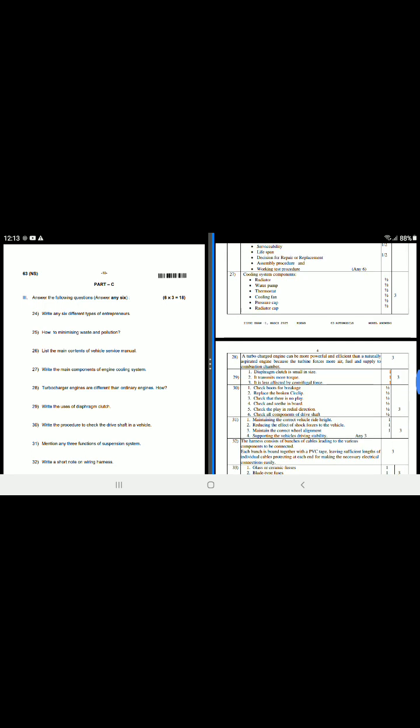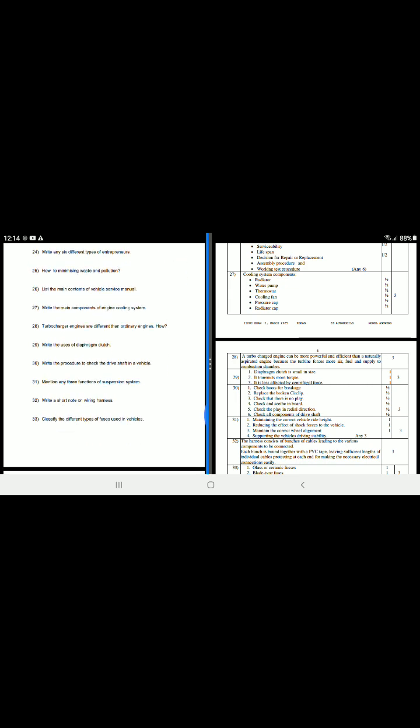Next, write the procedure to check the drive shaft in a vehicle. So the procedure to check a drive shaft in a vehicle is: check the boots for breakage and replace the broken circlip, check that there is no play, check the play in the radial direction, and check all components of the drive shaft.